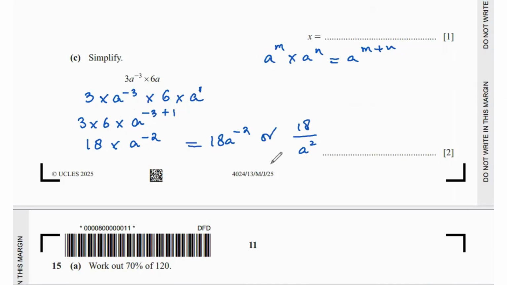Remember the rules of indices. When similar bases are being multiplied, we add the powers. If similar bases are being divided, we subtract the powers. And if there's no power written, the power is assumed to be 1.